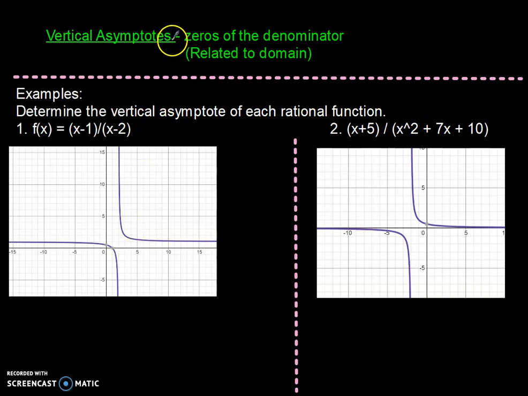And how it relates to the domain is that vertical asymptotes, again, are the zeros of the denominator. Those are all the values of x that we can't have in the function, whereas the domain are the x values of the function. So a quicker way to find the domain a lot of times is, instead of finding all the x values that the function can be, just finding the vertical asymptotes and seeing what x values you can't use for the function.